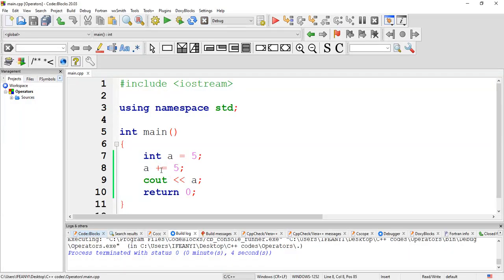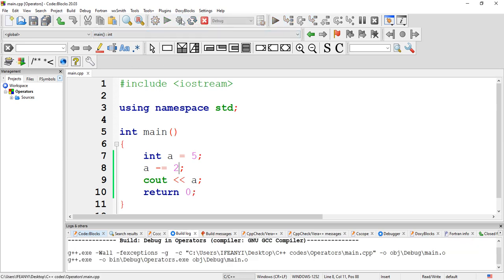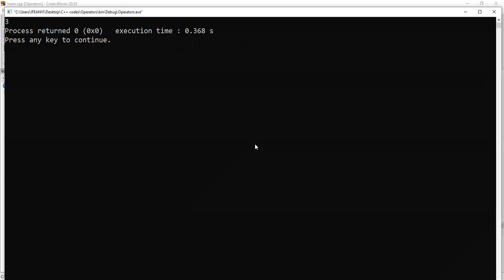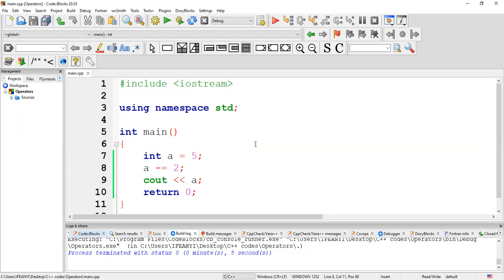Let's turn it to minus. Maybe we want to subtract 2. Subtracting 2 from 5 should give us 3. So let's look at it to see whether it will work. That is the demonstration of the compound assignment operator.